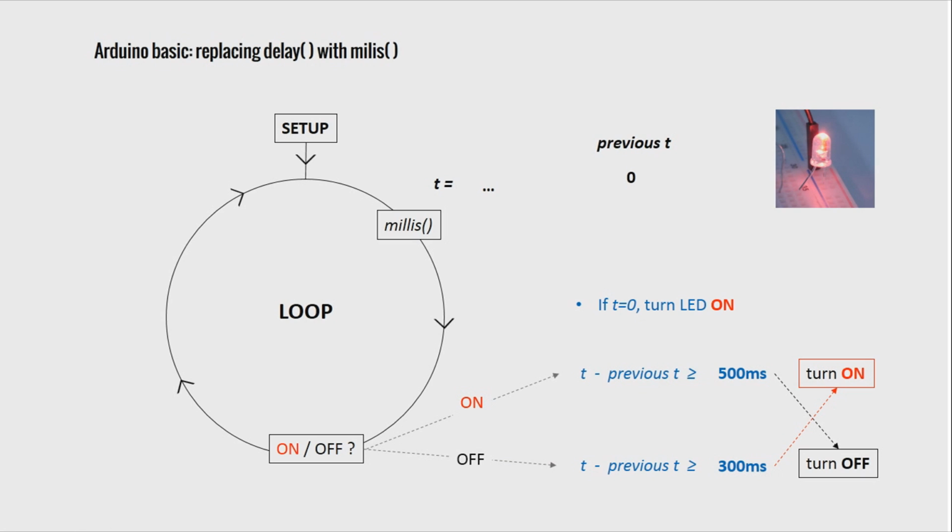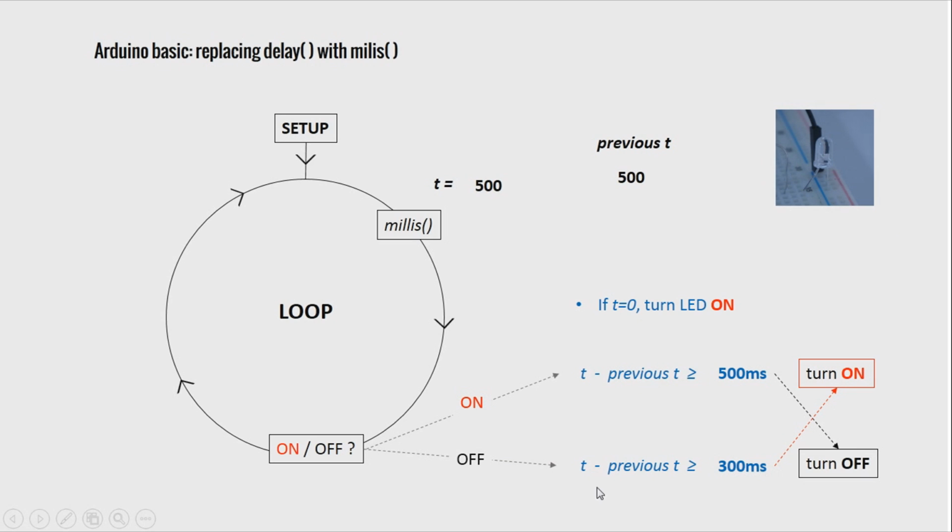Then when the loop reaches 100 milliseconds, for example, the LED is still on, so this rule will be used, but because it hasn't reached 500, it will not do anything. 200 milliseconds, still nothing. 300, 400, and then at 500, the LED will be turned off. Then the time will be marked. Now the LED is off.